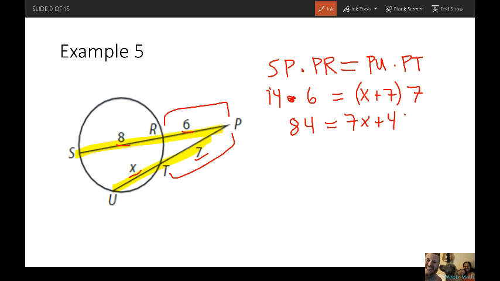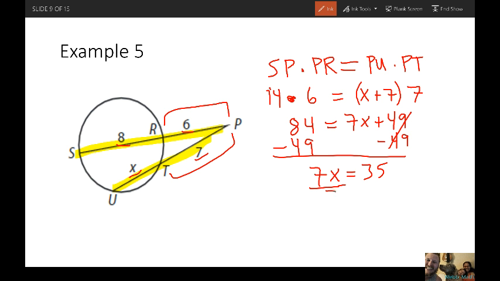We'll use the subtraction property to get rid of that 49, and you're going to get 7x equals 35. Use the division property one more time, and you're going to get x equals 5. Done.